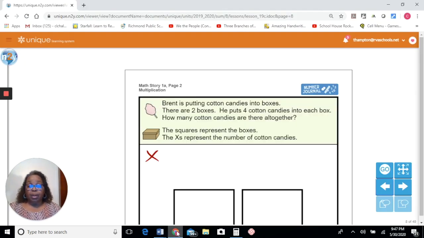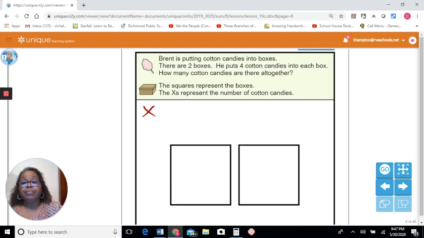So this is the word problem that we're going to be using. Brent is putting cotton candies into boxes. There are 2 boxes. He puts 4 cotton candies into each box. How many cotton candies are there altogether? So you hear that word altogether again, that means that it's going to be addition. But let's see how this problem breaks down. There are 2 boxes.